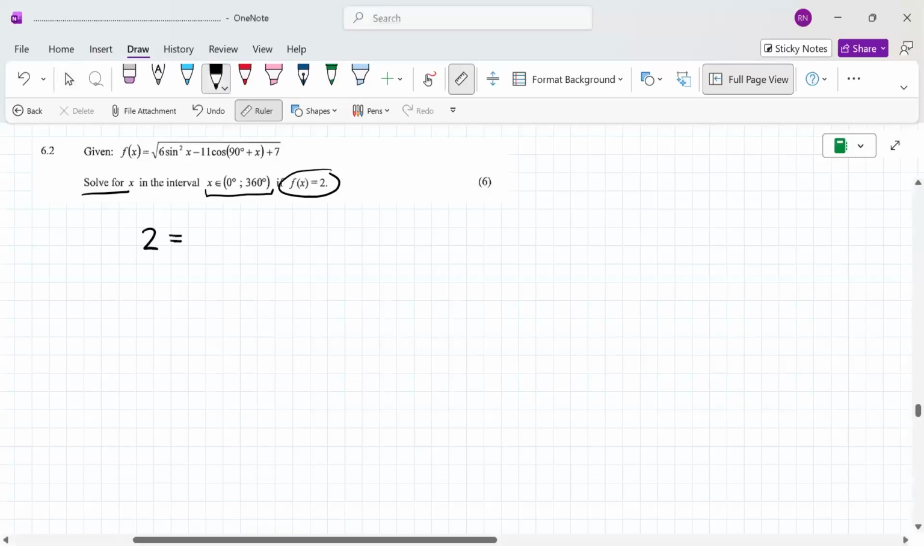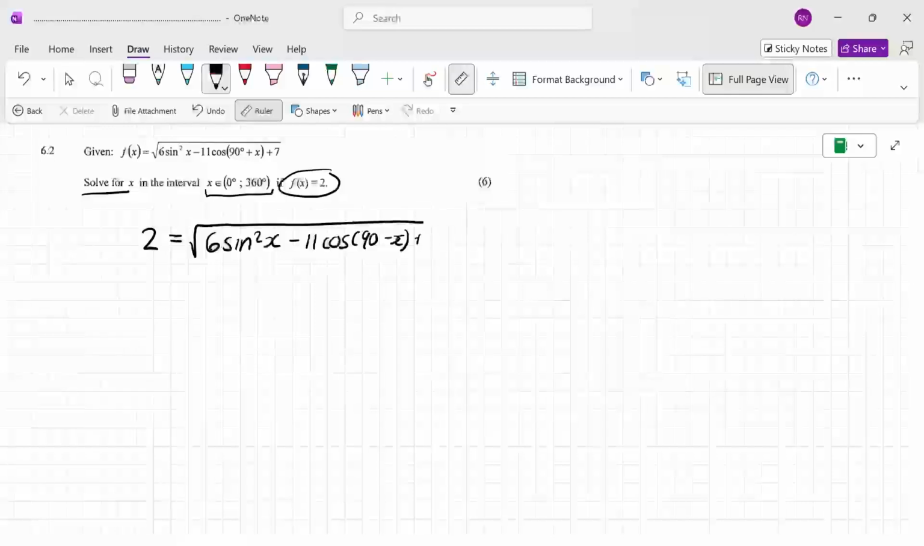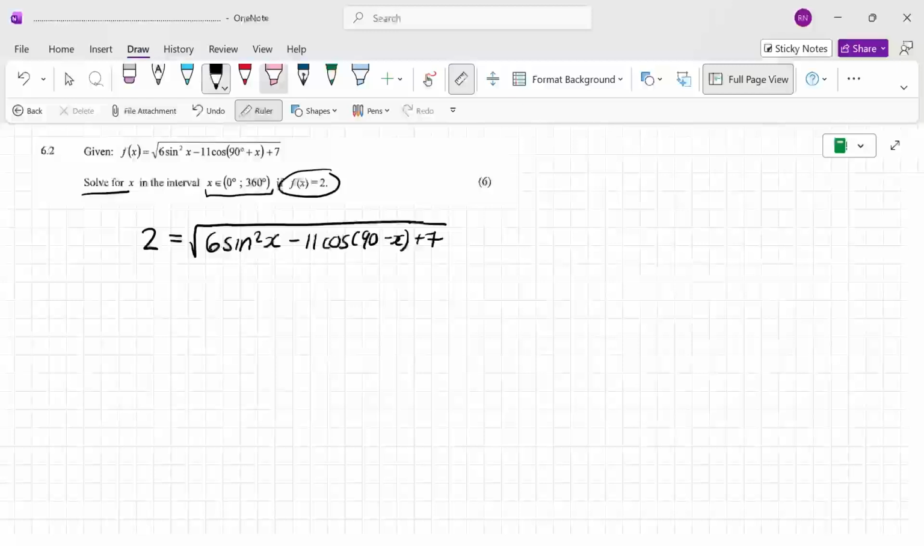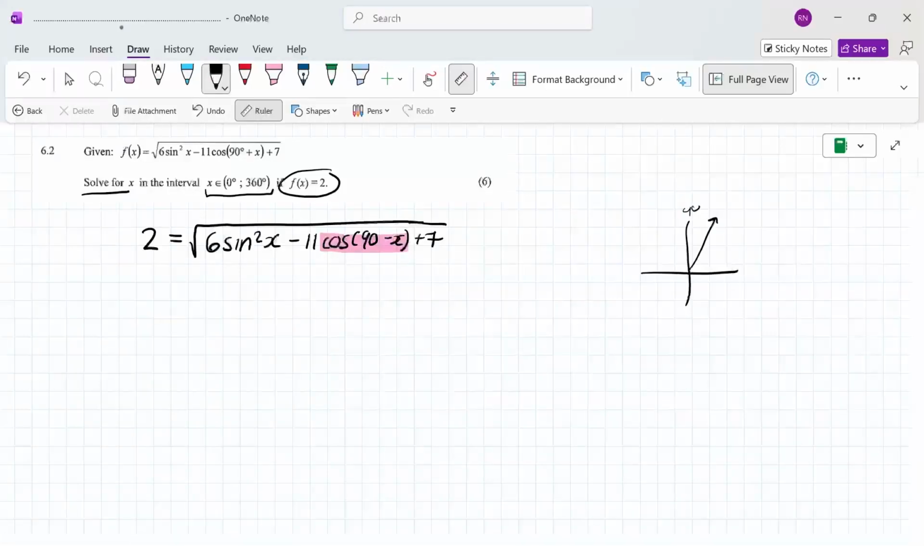So 2 is equal to the root of 6 sine squared x minus 11 cos of 90 minus x plus 7. First thing I notice is this 90 minus x. We never like leaving things in terms of these kinds of angles. So that is going to be a reduction angle, right? And it's going to change to being 90 minus x. This is going to be positive sine of x.